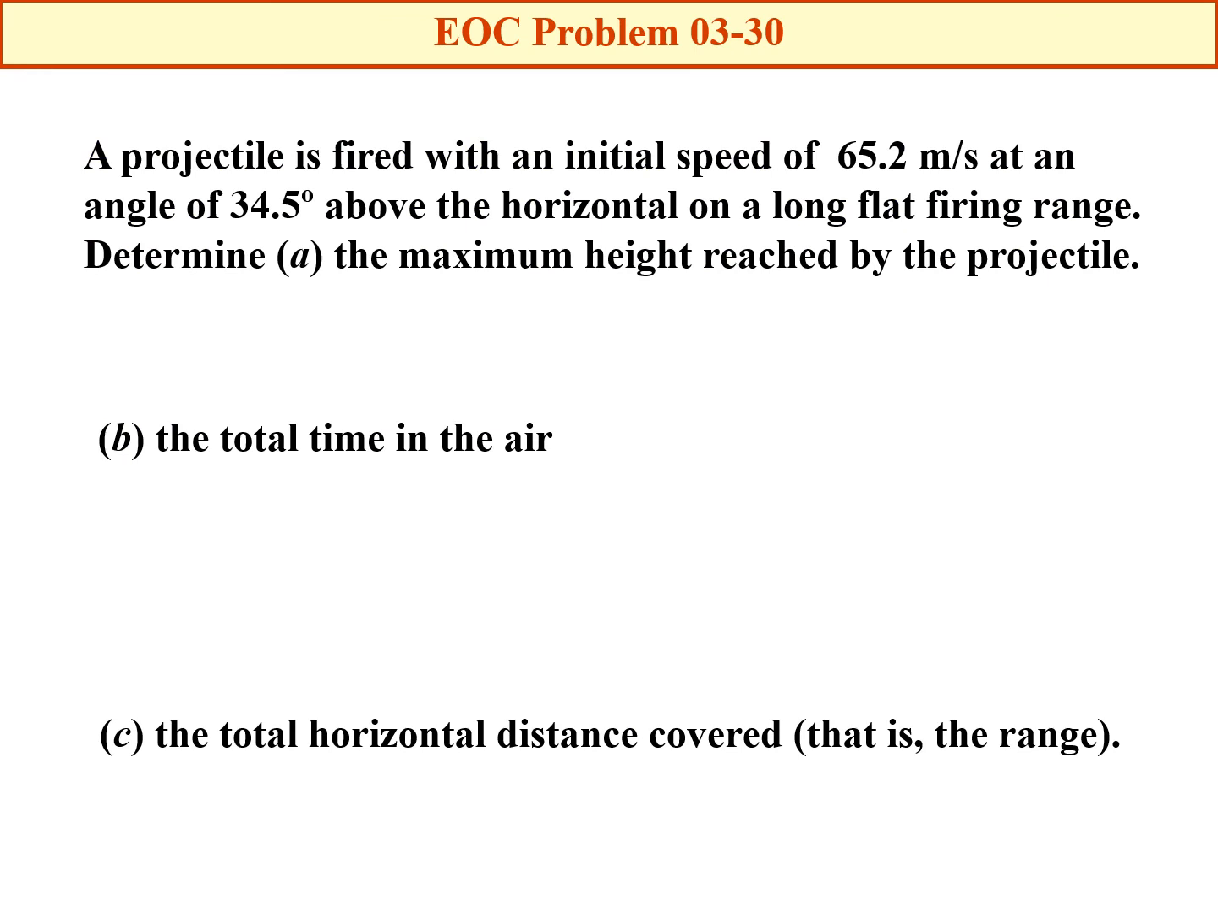So a projectile is fired with an initial speed of 65.2 meters per second and an angle of 34.5 degrees above the horizontal on a flat firing range. So it's going to end at the same height from which it started. So what's the maximum height in this instance?